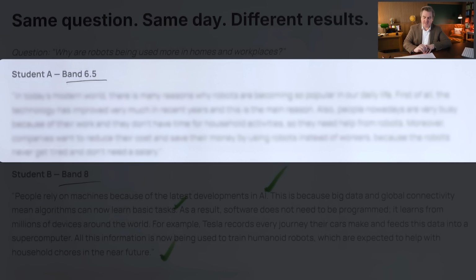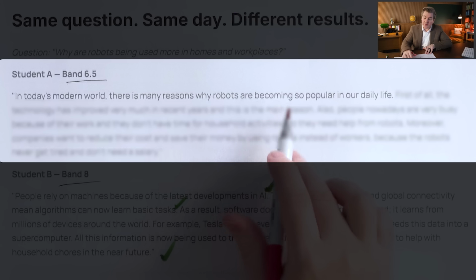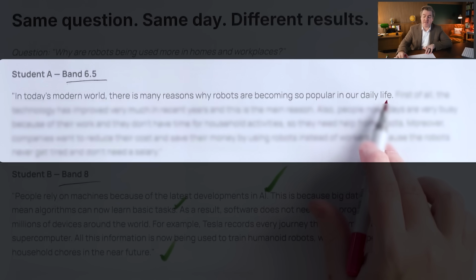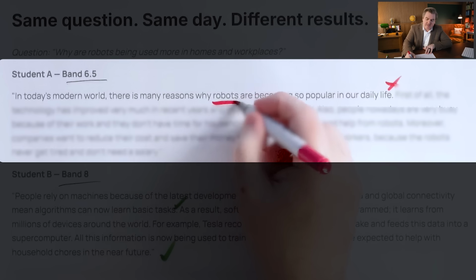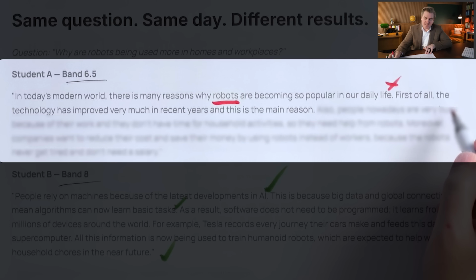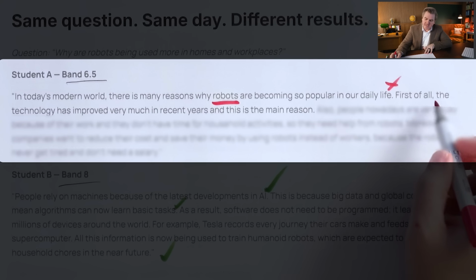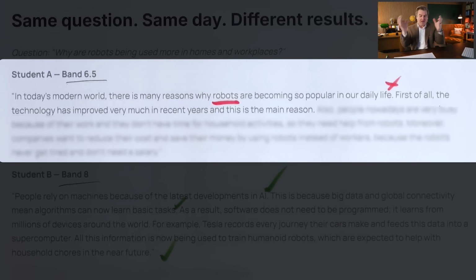Contrast this with the Band 6.5 student. In today's modern world, there is many reasons why robots are becoming so popular in our daily life. So what the examiner is thinking, this student has memorized a template and they are just inserting the topic into this template. First of all, the technology has improved very much in recent years, and this is the main reason. So this is not an explanation, this is a topic sentence. So they've done background sentence, then topic sentence.